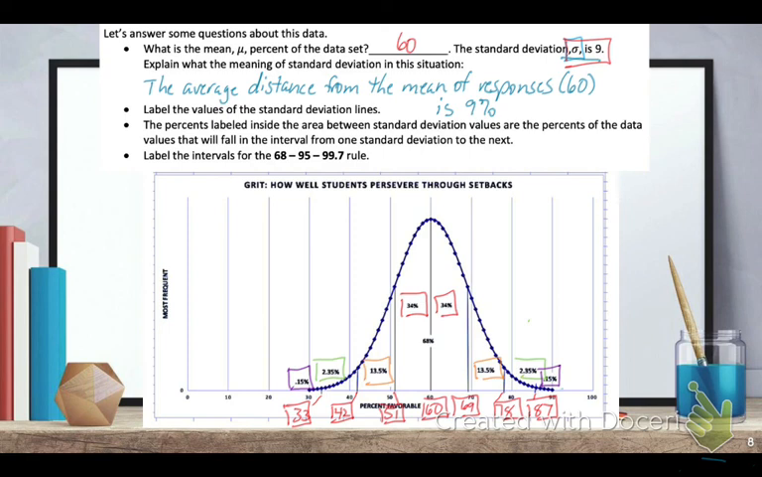We're going to label the intervals of 68, 95, and 99.7. So 68% of the data values will fall right here, one standard deviation above or below, one step above or below the mean. All right, and then 95% will fall within 2 standard deviations. And then with my green, so all the way from here to here, 99.7% of values in the data set will fall.